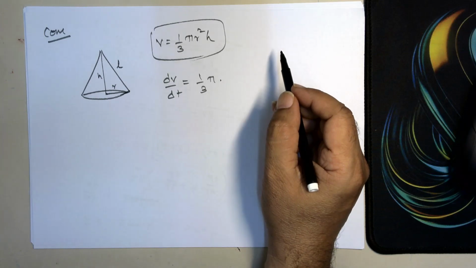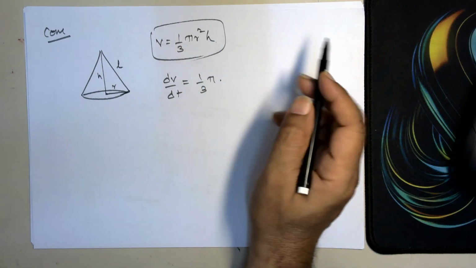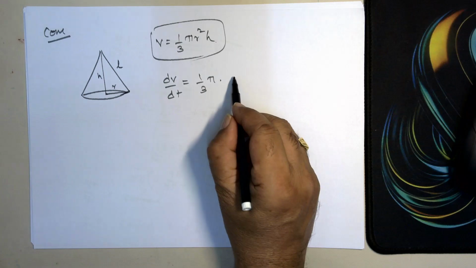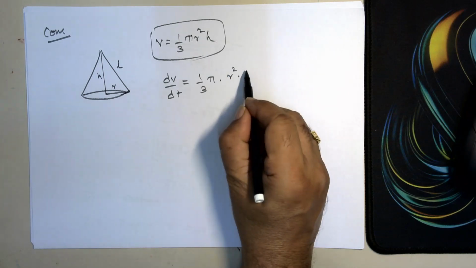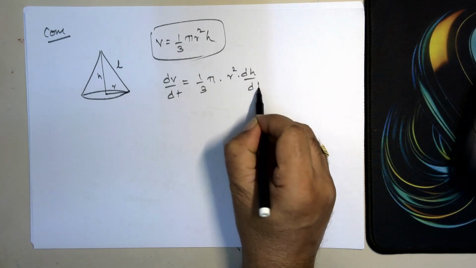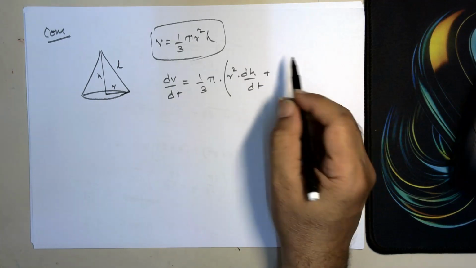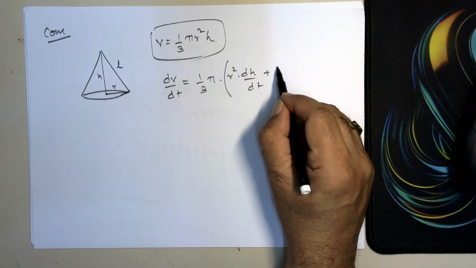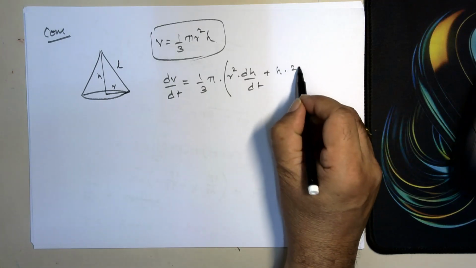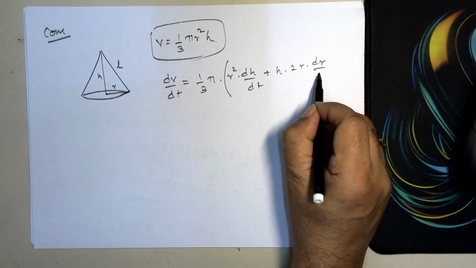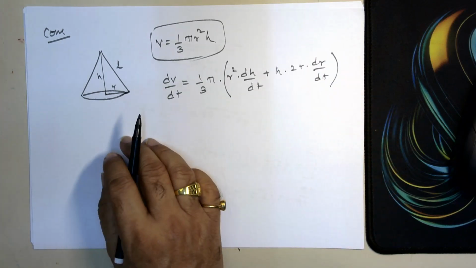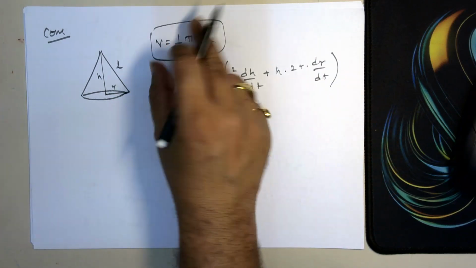What is that? r squared h. r squared into dh by dt, you have to put the bracket plus, and then h into 2r into dr by dt. Okay, so you have to be very careful. Sometimes they will give it as a ratio also.